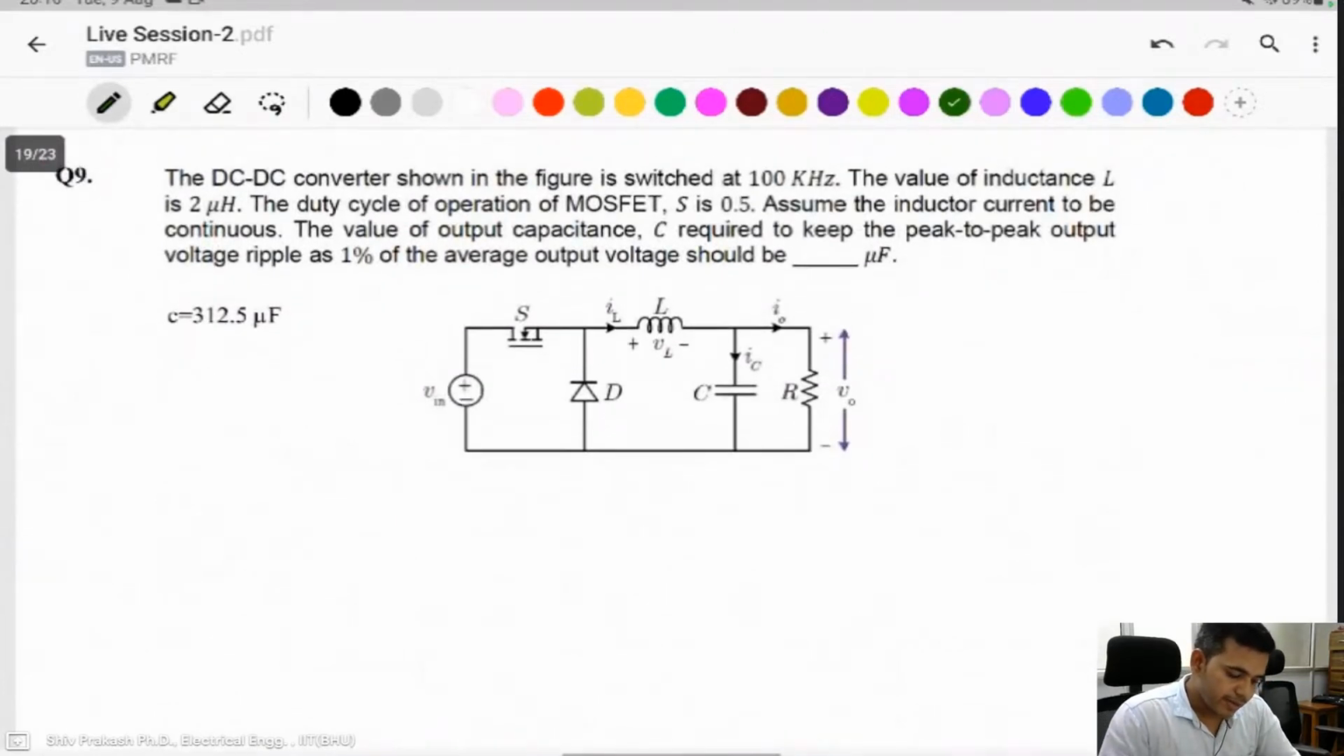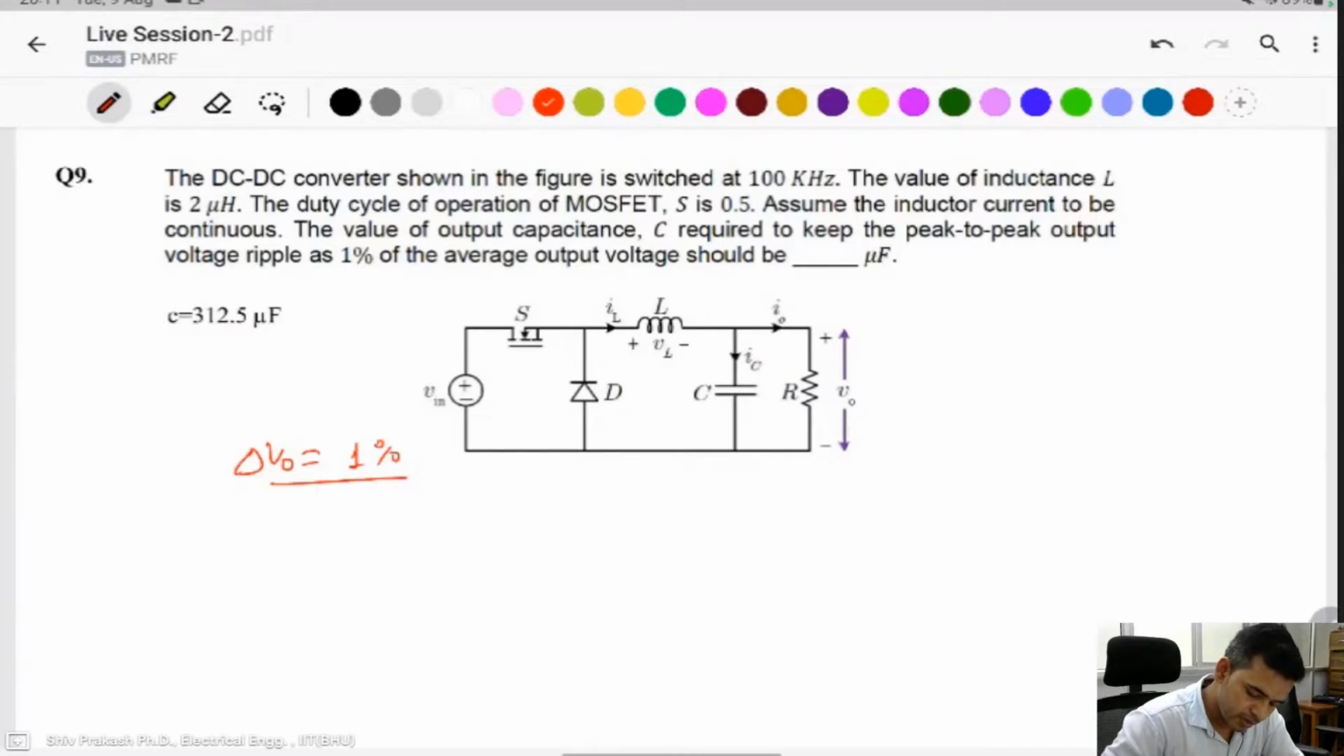So question number 9. The DC-DC converter shown in the figure, switching frequency is given as 100 kilohertz and inductor is given as 2 microhenry. Duty cycle of operation of the MOSFET is also given. Find the output capacitance C required to keep the peak to peak ripple in output voltage equal to 1%. Delta V naught is given as 1%. You know delta V naught is equal to delta VC here.